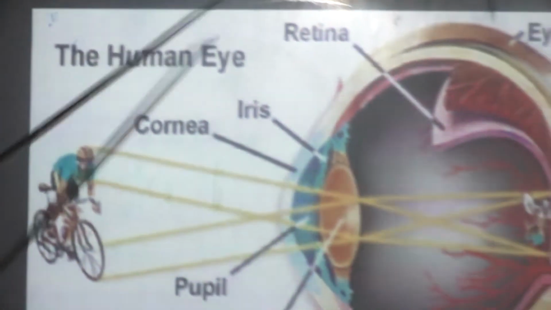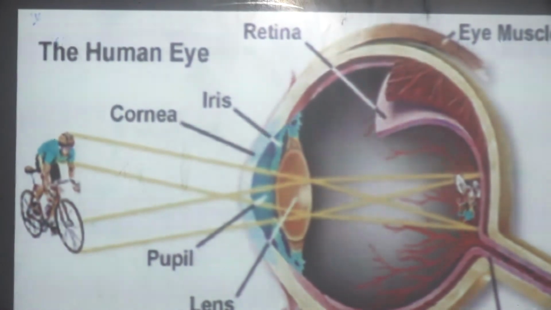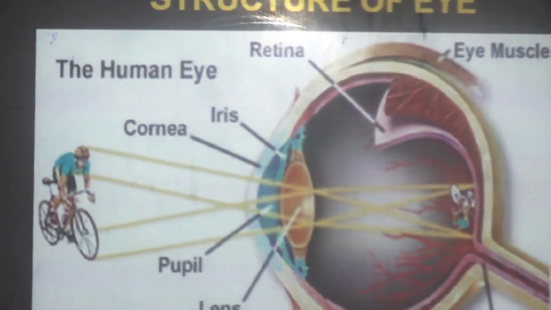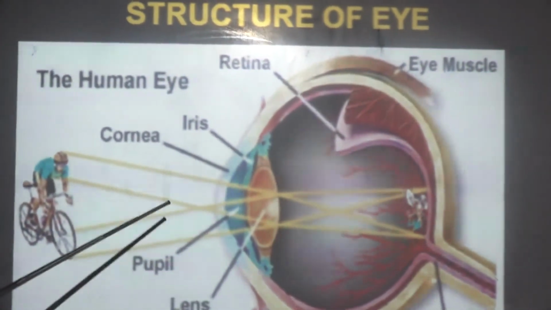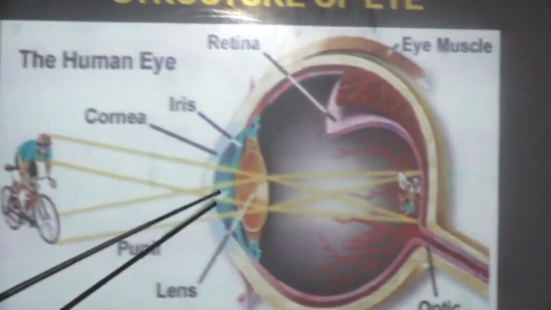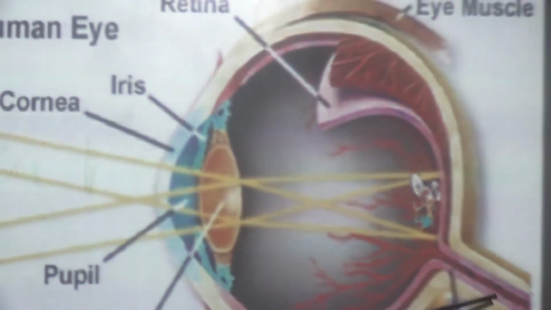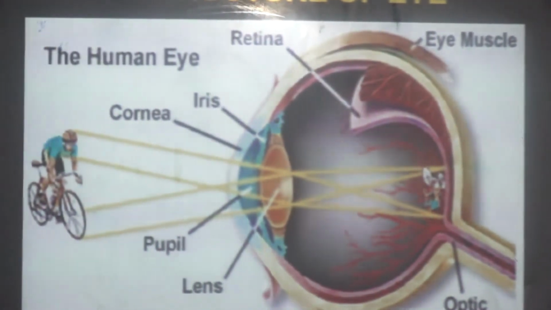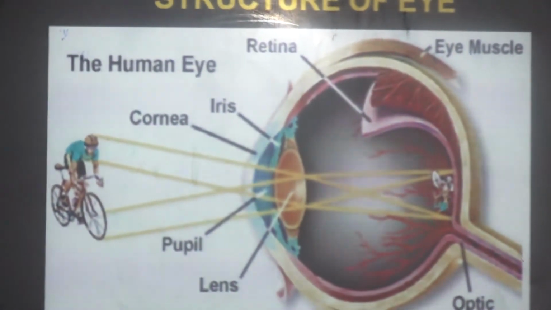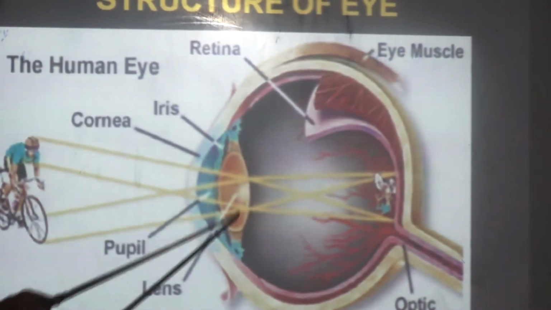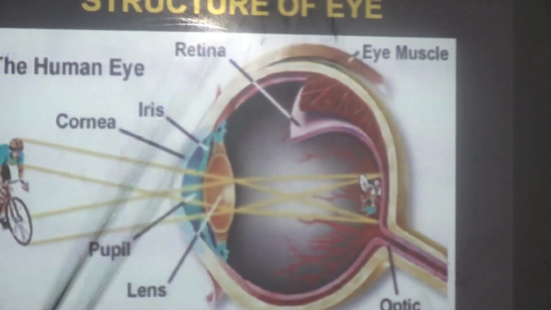Now come to the structure of eye. So this is the eye, and of course, I am not dealing with the entire structure of eye, only the parts we want. This is the structure of eye. This is the eye lens, iris, cornea, pupil, and this is the retina, and these are the optic nerves. The most required parts for us are the eye lens, which is the most important part, and the retina.